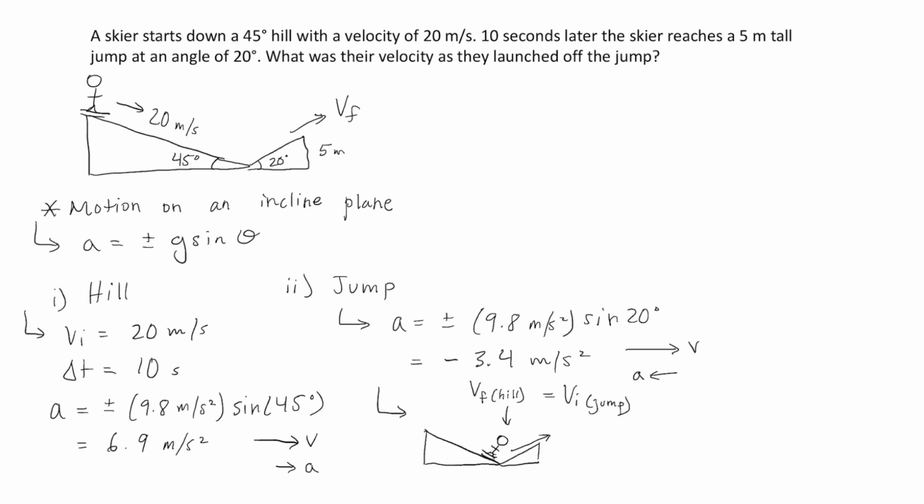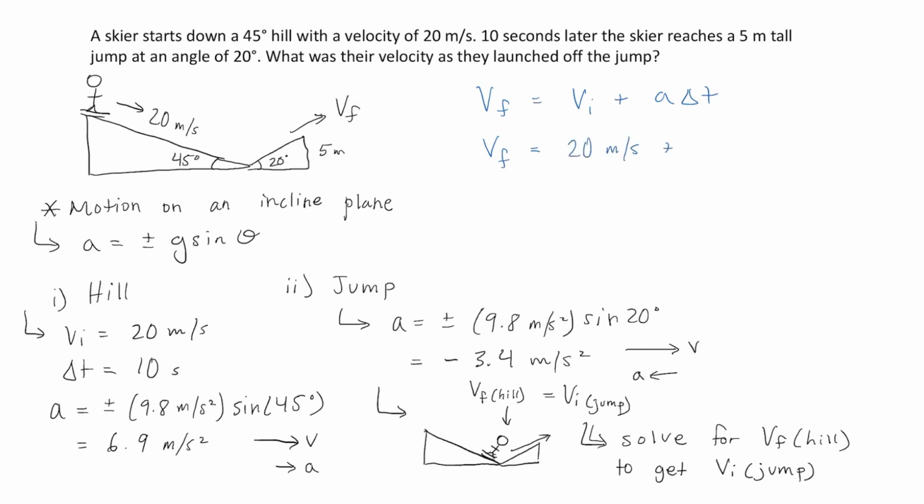Now, in order to answer this question, we need the skier's initial velocity as they start at the jump. And this velocity would be equal to the final velocity that the skier has when they reach the bottom of the hill. So we will solve for the final velocity of the hill to get the initial velocity of the jump. To do this, we can use the Vf is equal to Vi plus A delta t kinematic equation. All we have to do is plug in our values and solve for Vf. And we find that Vf is equal to 89 meters per second.